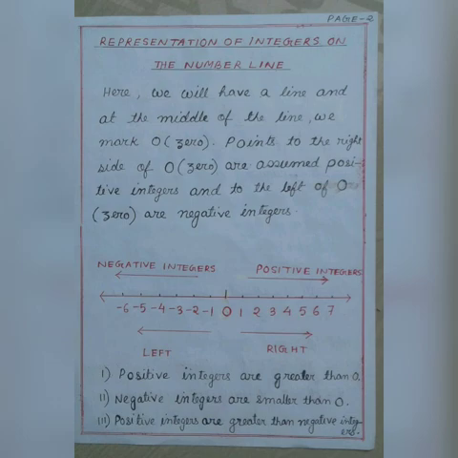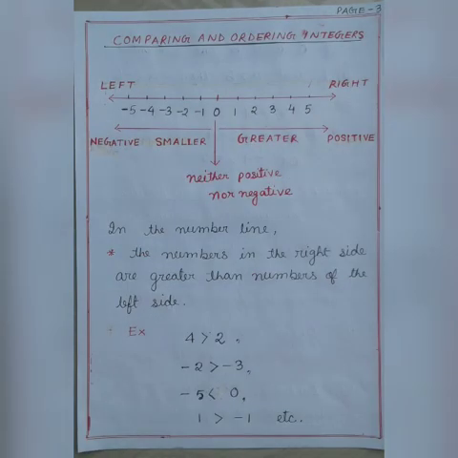Therefore, the numbers which are written in the right side of 0 are positive integers, and the numbers which are written on the left side are negative integers. You can see that in the slide. Now I have 3 points. Positive integers are greater than 0. Negative integers are smaller than 0. Therefore, altogether I can say positive integers are greater than negative integers.